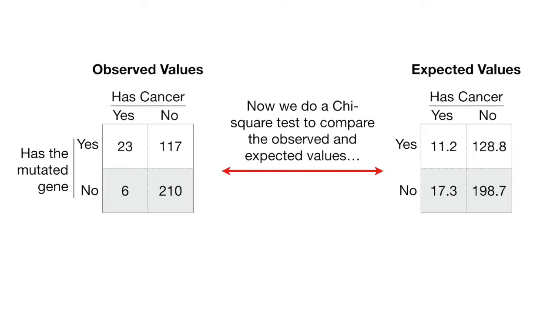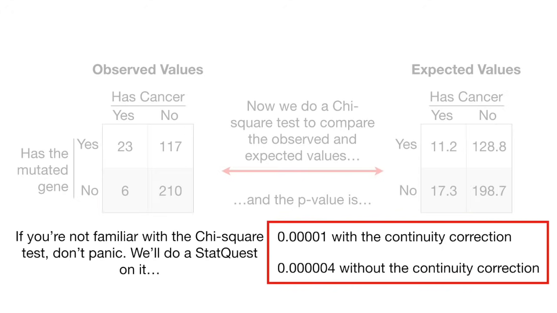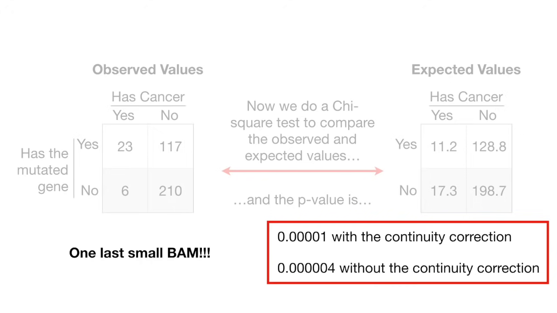Now we do a chi-square test to compare the observed and expected values. And the p-value is 0.00001 with the continuity correction, and 0.000004 without the continuity correction. If you're not familiar with the chi-square test, don't panic. We'll do a StatQuest on it. One last small bam.